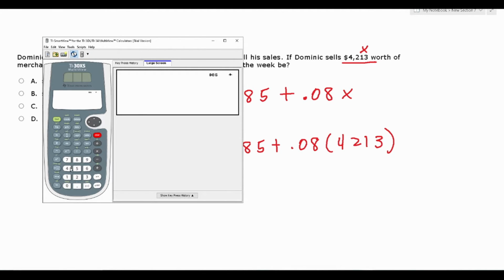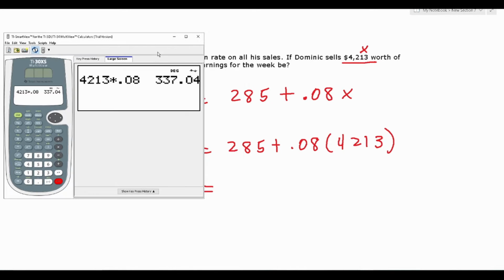We have 4,213 times 0.08. And then we have to add that to 285. And I'm not going to skip a step, so let's just do this step by step.